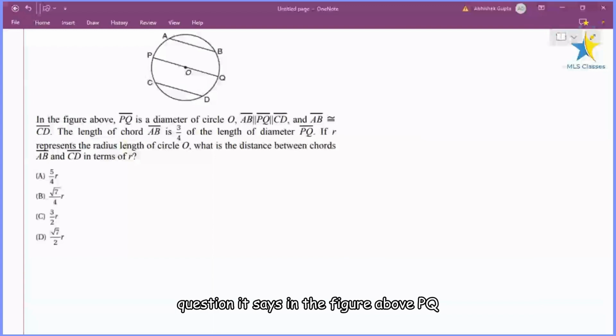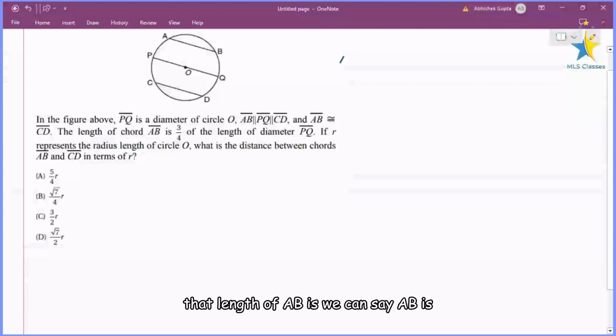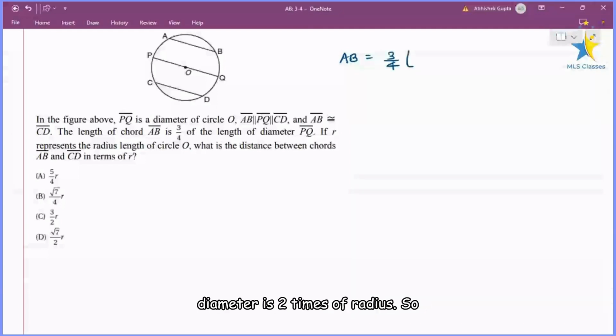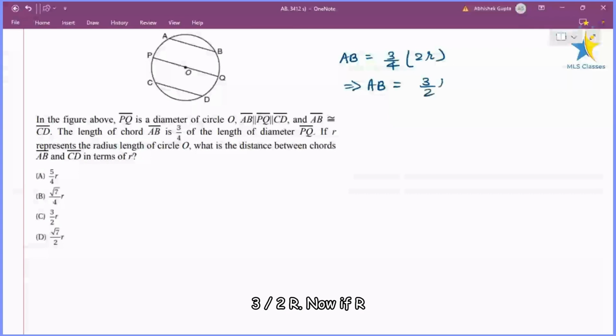In this question it says, in the figure above, PQ is the diameter of the circle, AB is parallel to PQ is parallel to CD, and it's given that AB and CD are congruent. So the length of chord AB is 3/4 the length of diameter PQ. It's given that AB is equal to 3/4 the diameter PQ. That means let's say diameter is 2 times the radius. So from here we can say AB is equal to 3 over 2 R. Now if R represents the radius length of the circle O, what is the distance between chords AB and CD? So we have to find the distance between them.